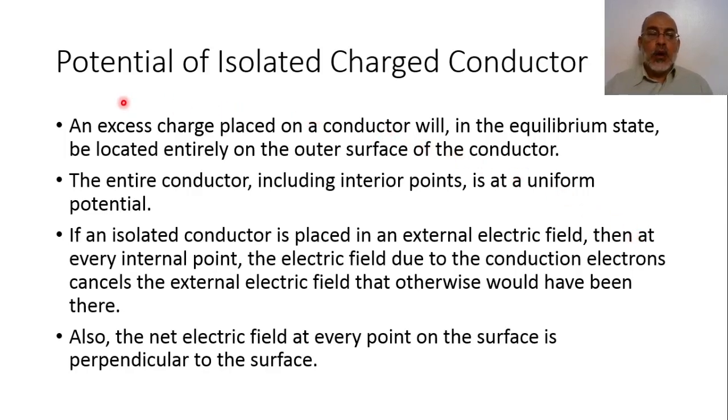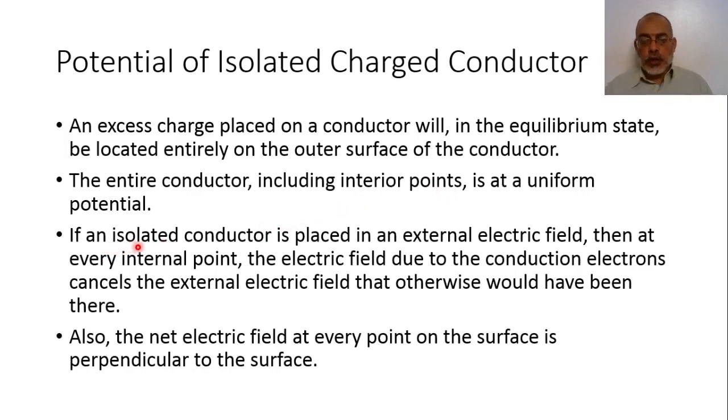From this, we can conclude that for an isolated charged conductor, an existing charge placed on a conductor will, in equilibrium, be located entirely on the outer surface of the conductor. So any existing charge inside the conductor will be located entirely on the outer surface of the conductor. The entire conductor, including interior points, is at uniform electrical potential. This means that the whole conductor, the surface and interior points, has the same potential.